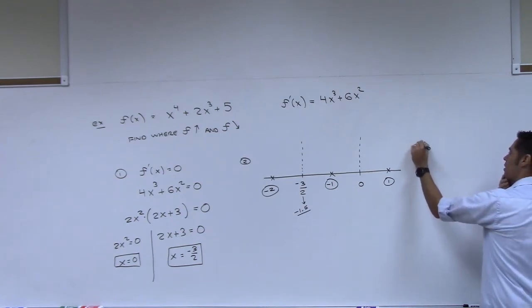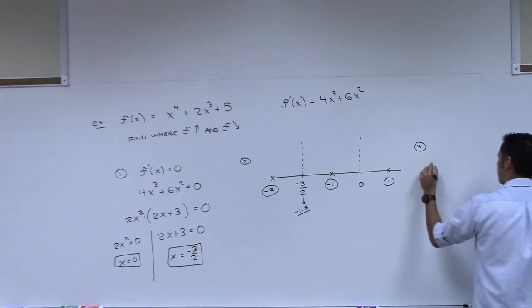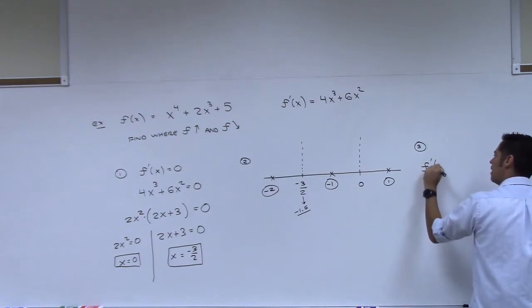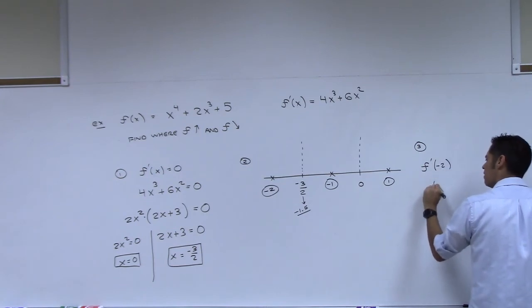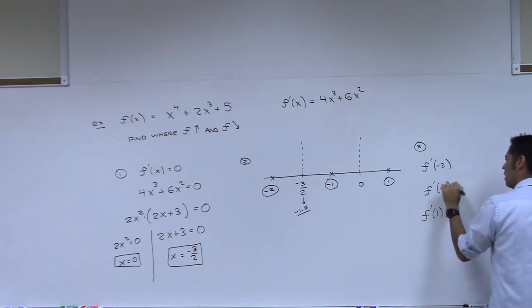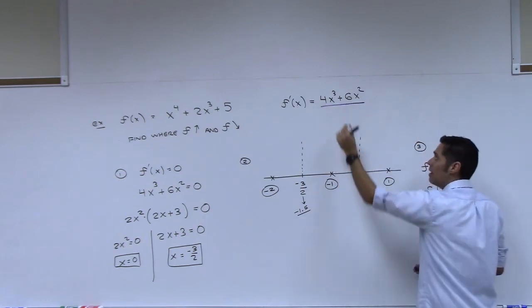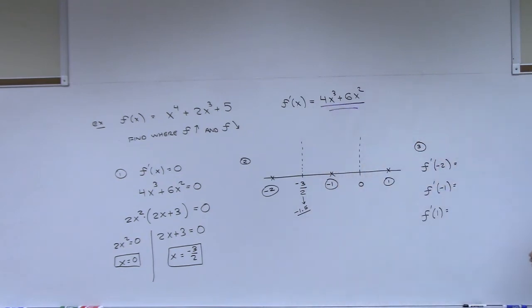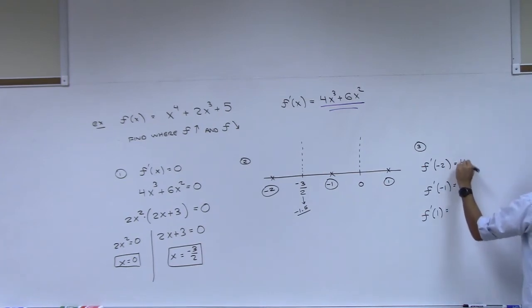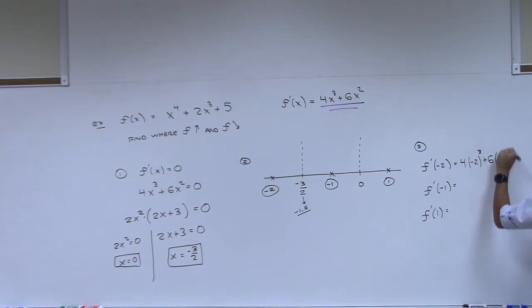Step 3. What am I going to do with those numbers? Plug them into the derivative. I need to figure out what's the derivative at negative 2. What's the derivative at negative 1? What's the derivative at 1? And that means we're using this function right here. That's what we're plugging into. And yes, you've got to figure out what that is, right? So you've got to do like 4 times negative 2 cubed plus 6 times negative 2 squared.